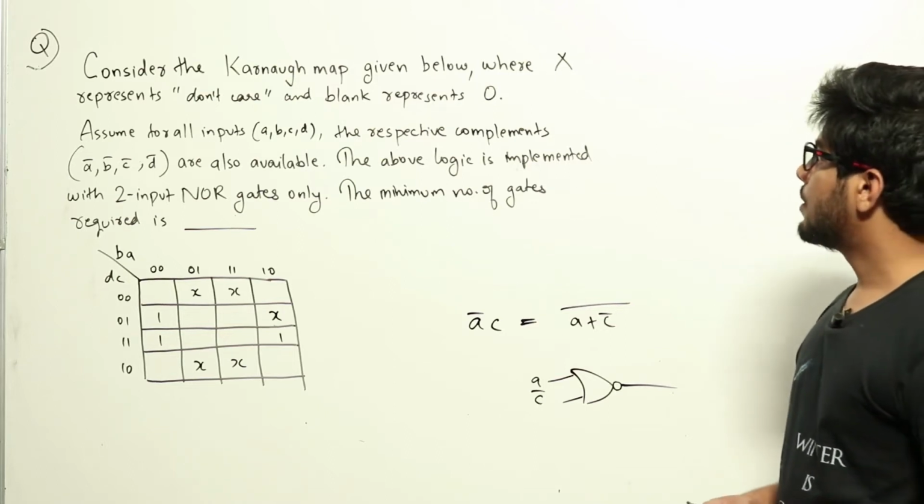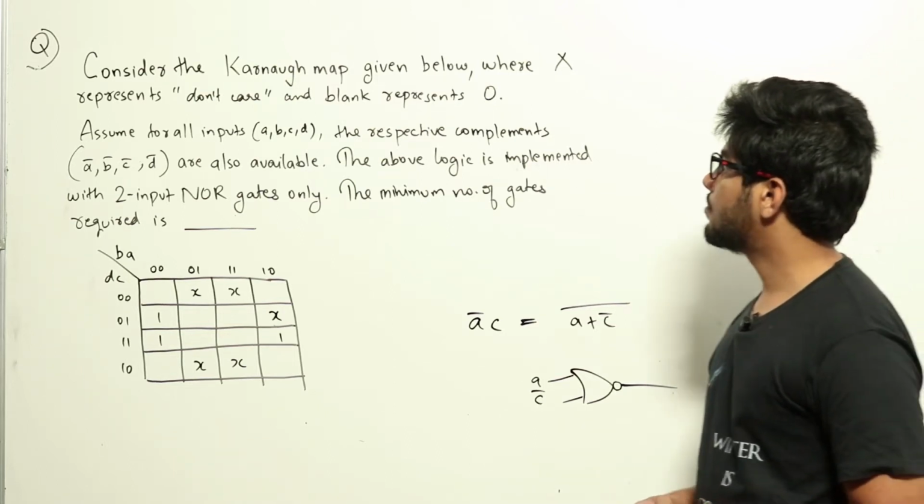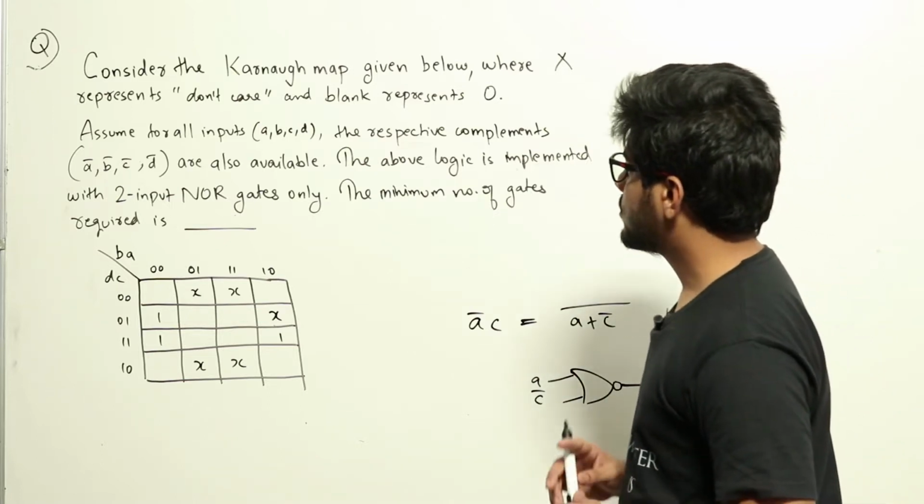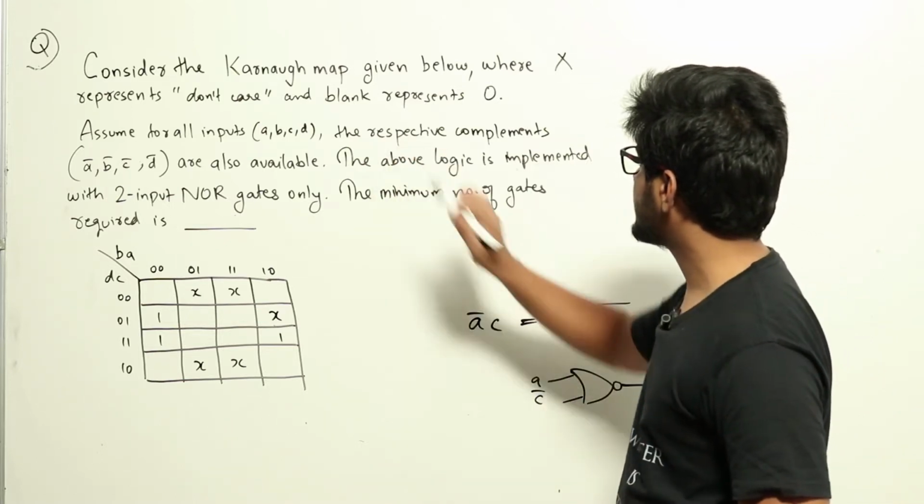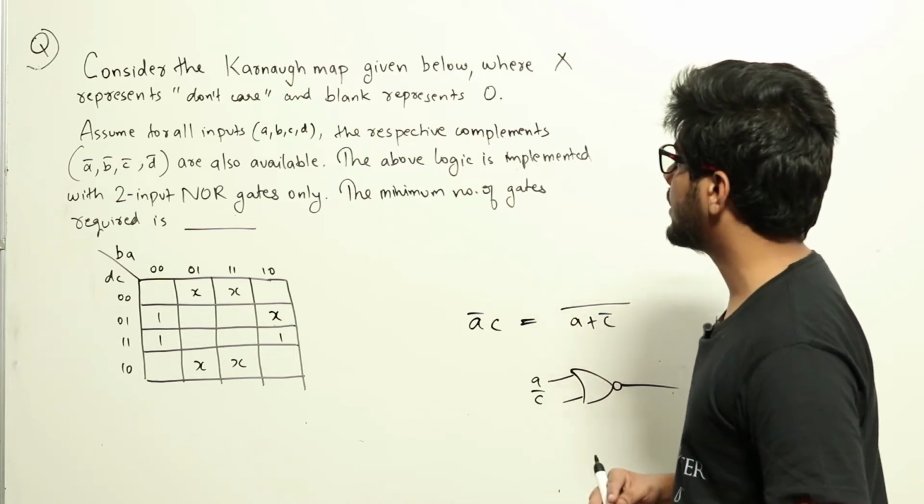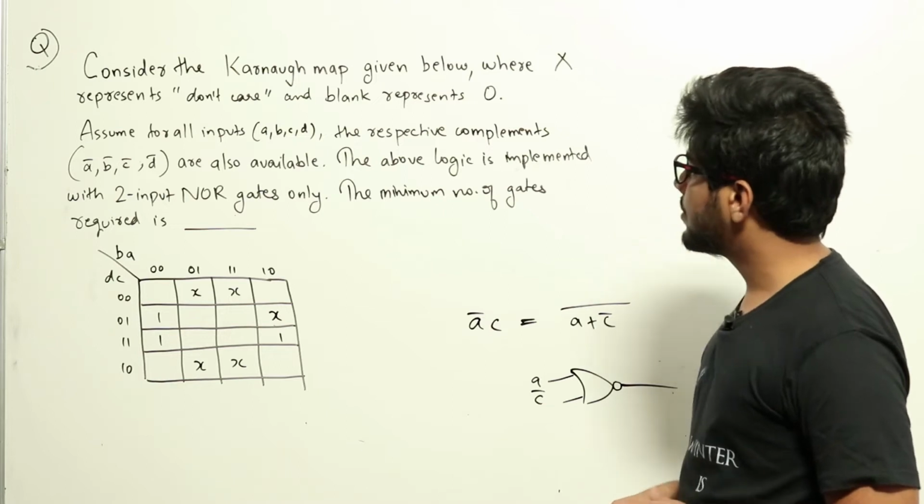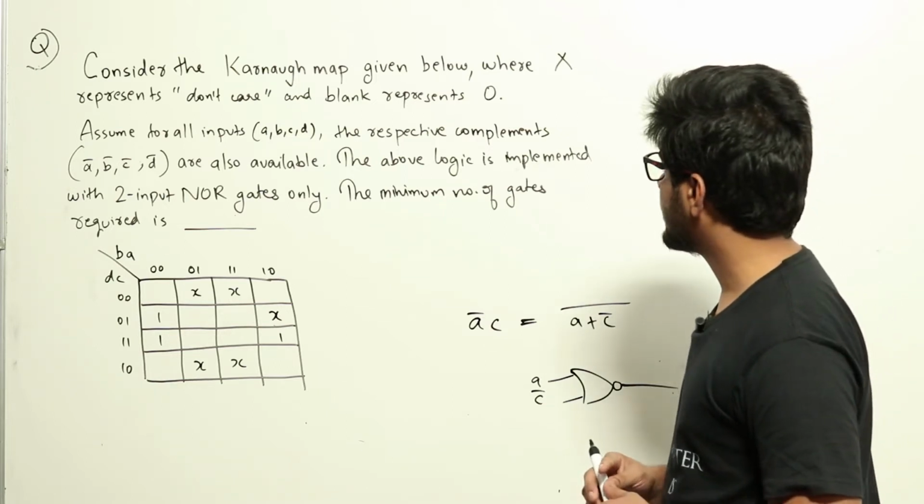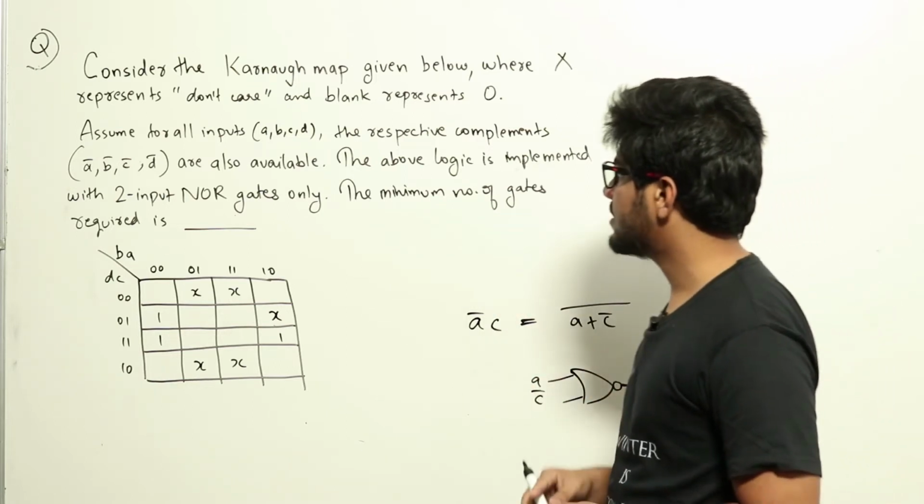Consider the K-map given below, where X represents don't care and blank represents 0. Assume for all inputs A, B, C, D, the respective complements A complement, B complement, C complement, D complement are also available. The above logic is implemented with 2 input NOR gates only. The minimum number of gates required is dash.